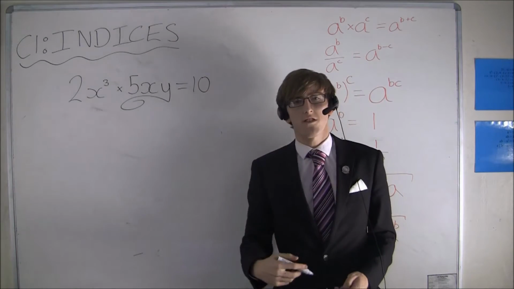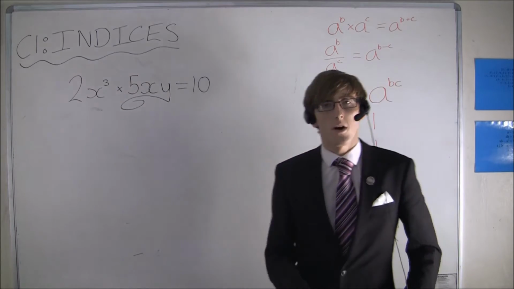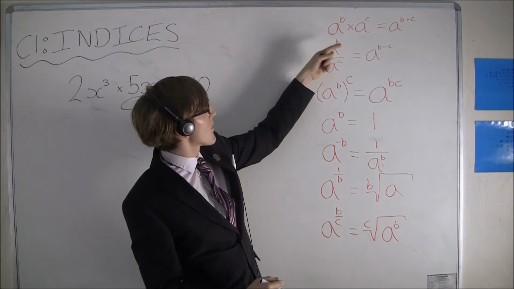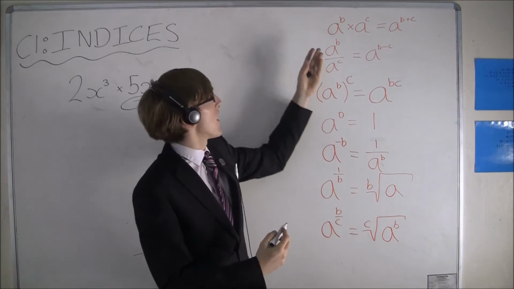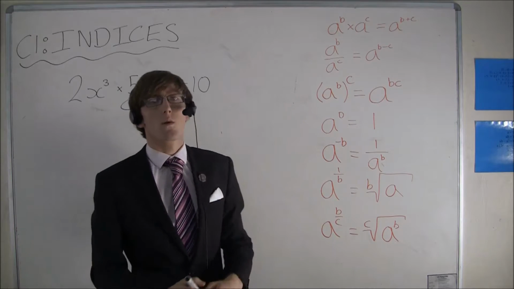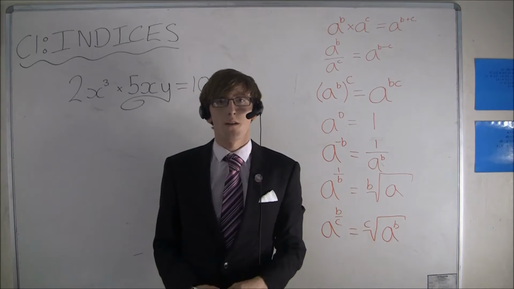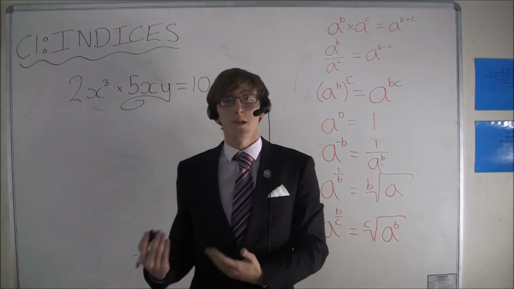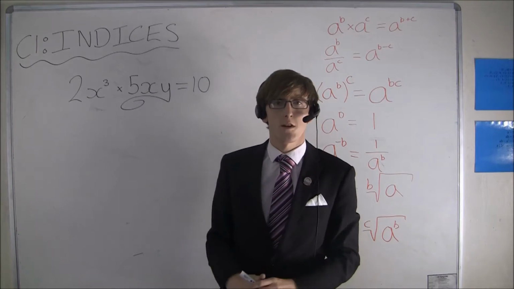times x cubed times x. According to our first rule, where a is now x and our 3 is b, x cubed multiplied by x, where x is the same as x to the power of 1, is equal to x to the power of 3 plus 1, that is to say, x to the power of 4.